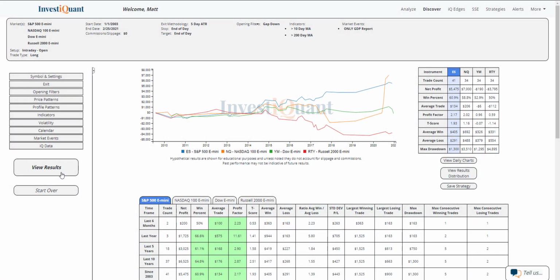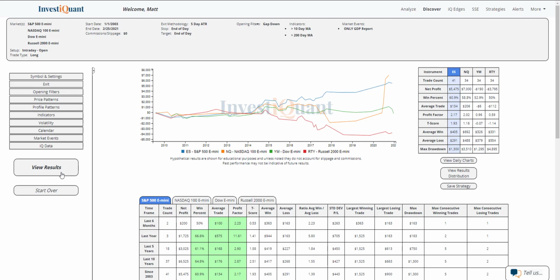And here we go. These are the results of going long at the open of regular trading hours, which is 9:30 a.m. Eastern Time, exiting at the close, which is 4:15 p.m. Eastern Time, when it is the GDP report day. This is on a gap down, but in a bullish market environment, which I have described as above a 10 and above a 200-day simple moving average.